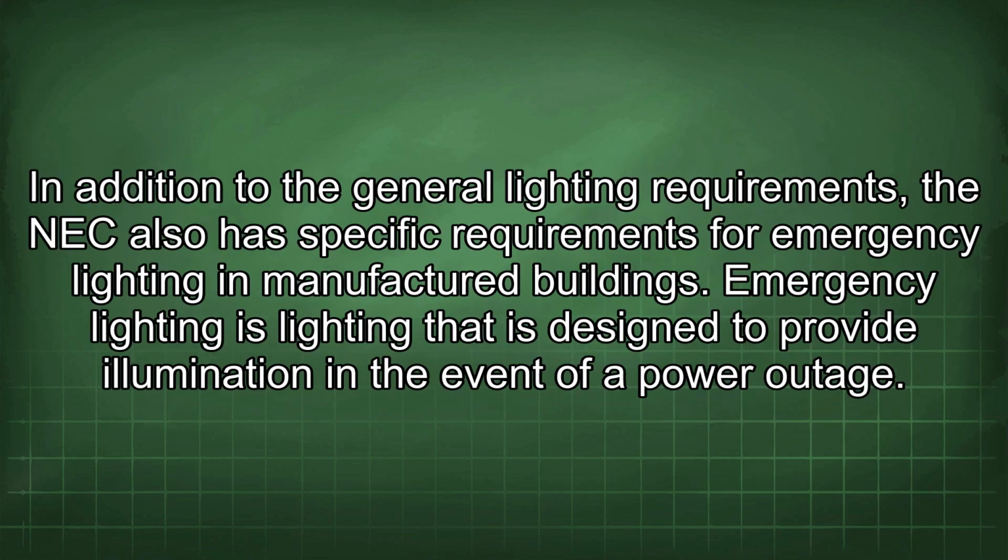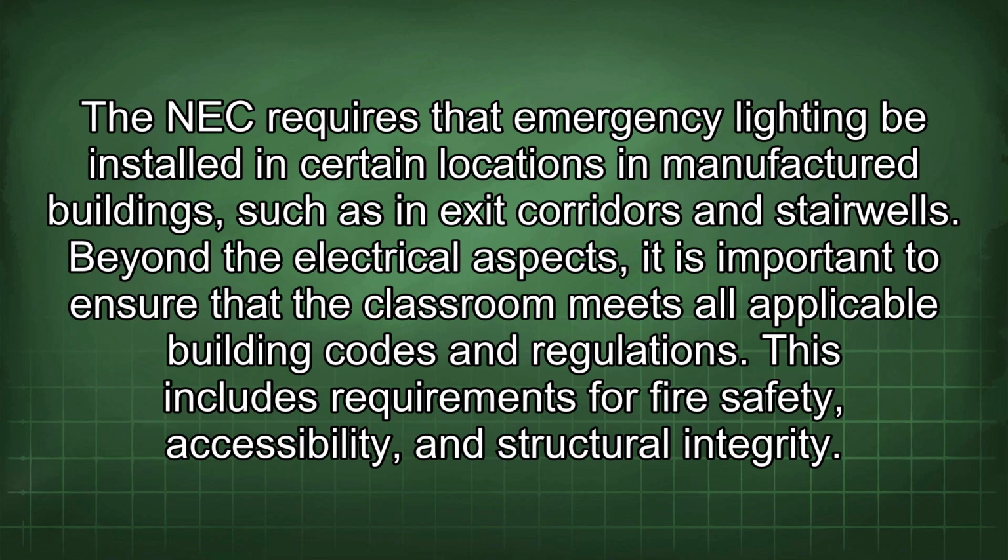In addition to the general lighting requirements, the NEC also has specific requirements for emergency lighting in manufactured buildings. Emergency lighting is lighting that is designed to provide illumination in the event of a power outage. The NEC requires that emergency lighting be installed in certain locations in manufactured buildings, such as in exit corridors and stairwells. Beyond the electrical aspects, it is important to ensure that the classroom meets all applicable built-in codes and regulations.